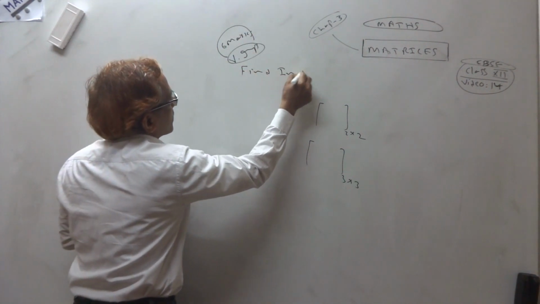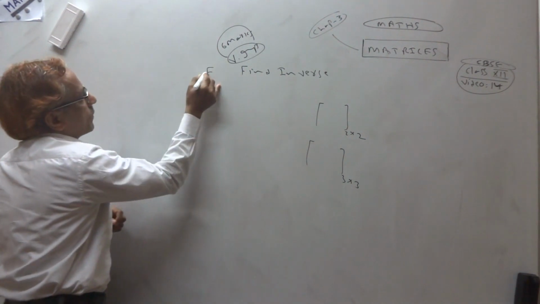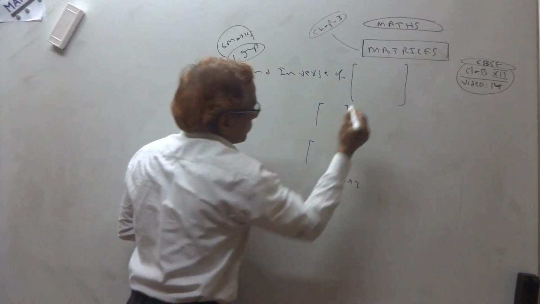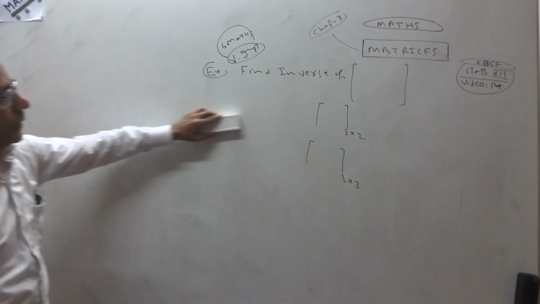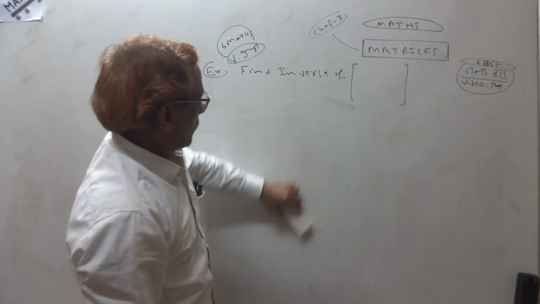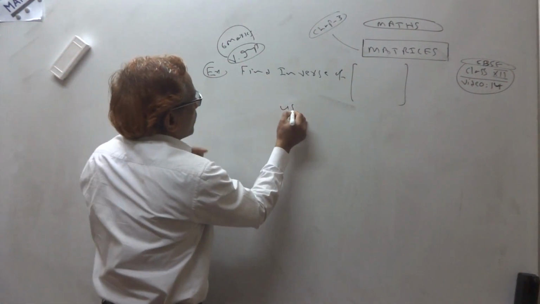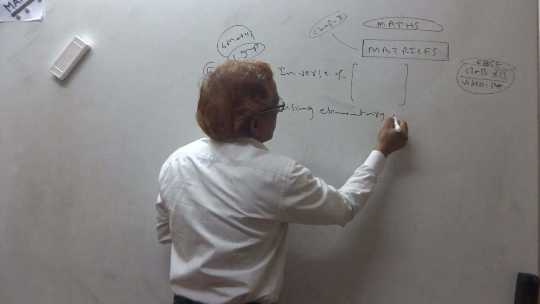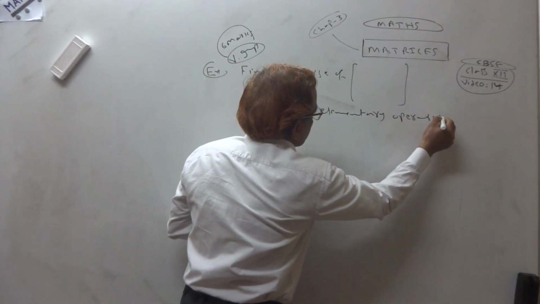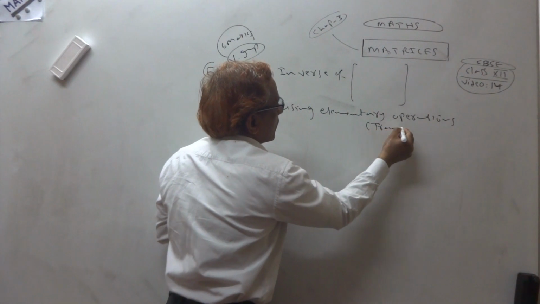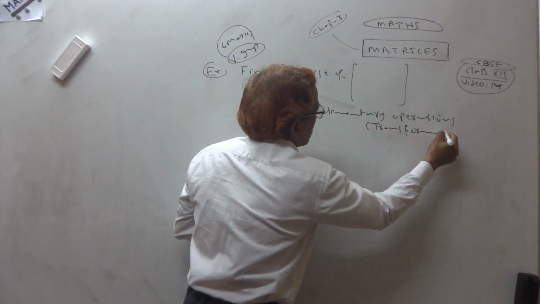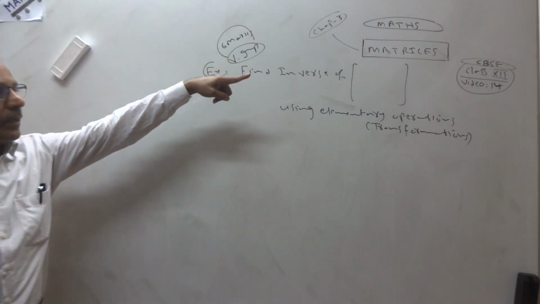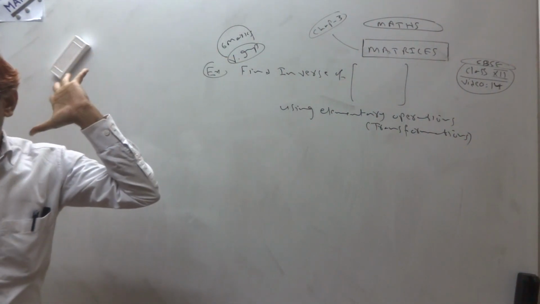Find the inverse. I am doing the textbook example. Find the inverse of this using elementary operations. Yes, this is the question. Or it can be said transformations. Find the inverse of a 3 by 3 matrix using elementary operations.